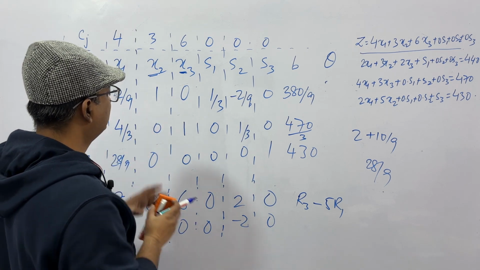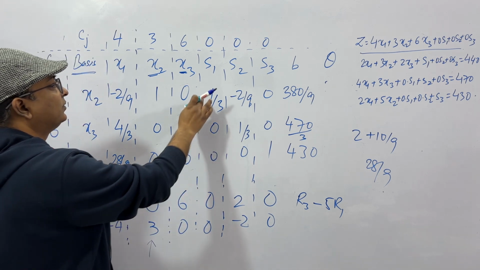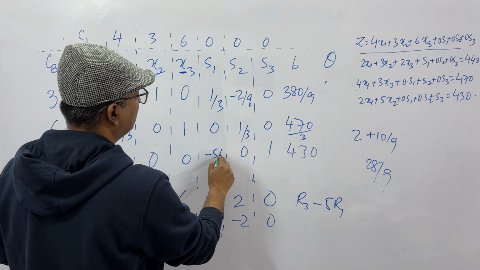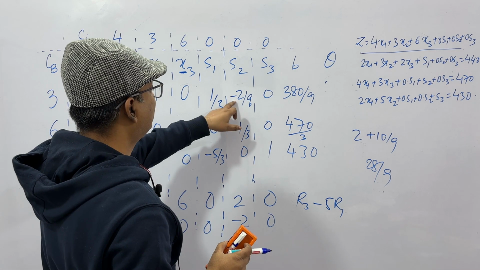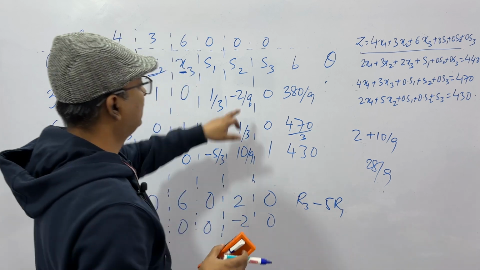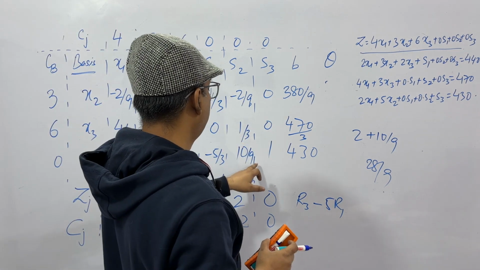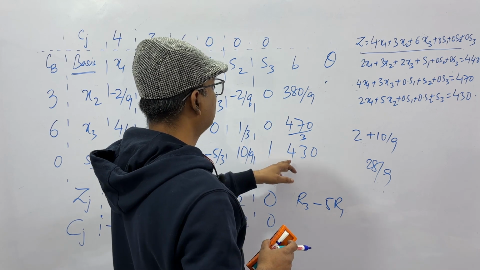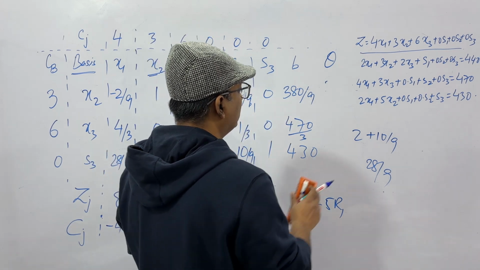0 minus 0. 0 minus 5 of this, so this will become minus 5 by 3. 0 minus 5 of this, so this will now be plus 10 by 9. Okay. Minus minus plus, so 10 by 9. Then we have this one. 1 minus 0, so it remains the same. Then 5 of this, this minus 5 of this.